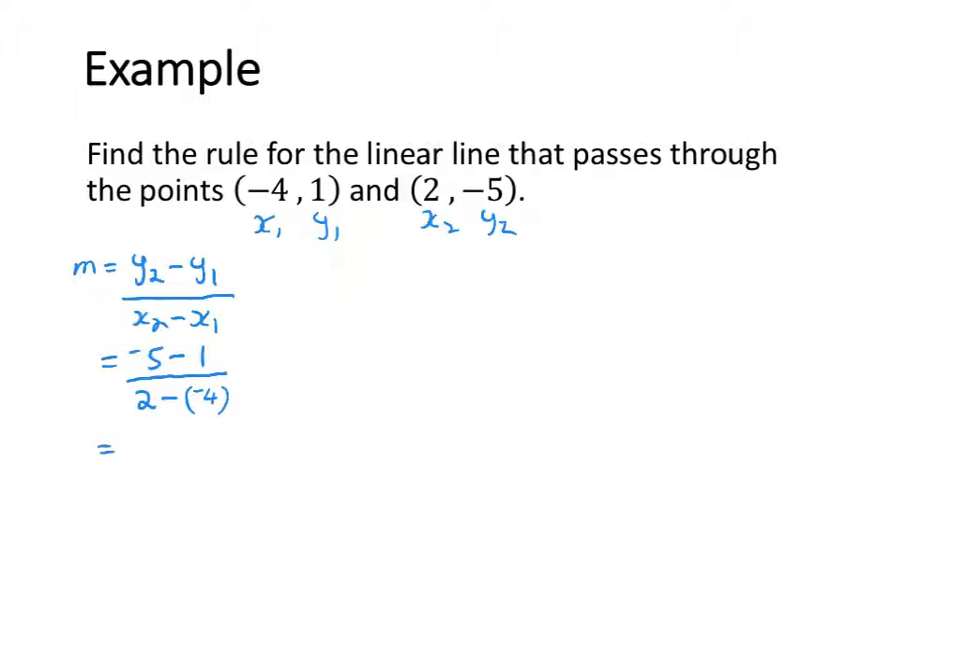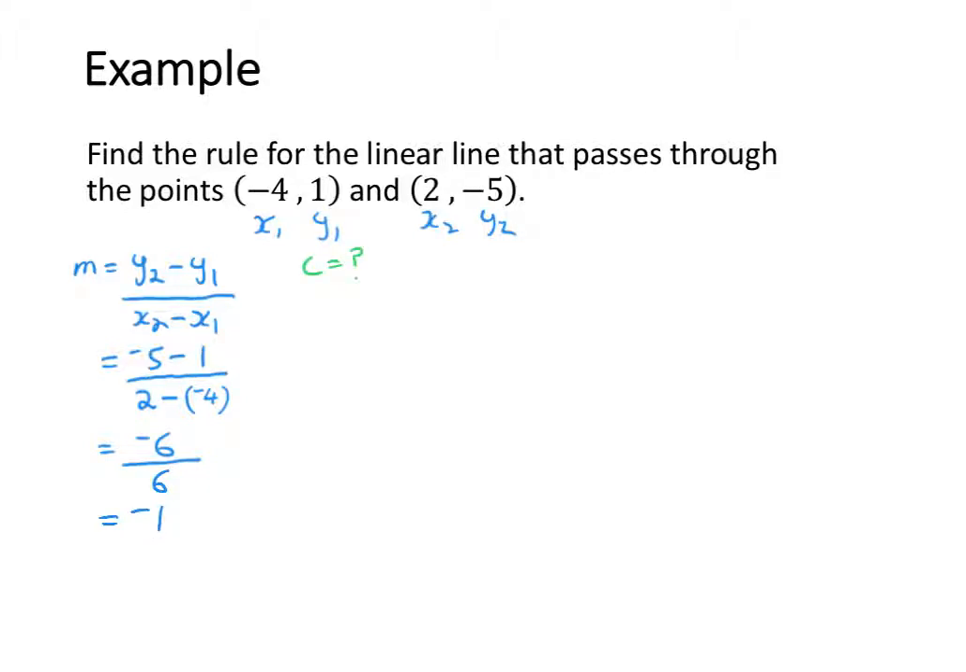So -5 minus 1 is going to be -6 over 2 subtract -4, which is going to become 2 plus 4, so over +6. So my gradient is going to be -6 divided by 6, which is equal to -1. So now that I've calculated my gradient, the next step is to calculate the y-intercept.